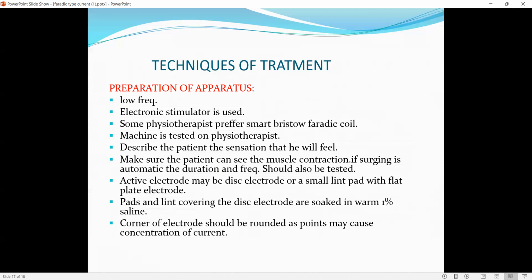If surging is automatic, the duration and frequency should also be tested. The active electrode may be a disc electrode or a small lint pad with a flat electrode. Pads or the lint covering the disc electrode are soaked in warm 1% saline. Corners of the electrode should be rounded, as a point may cause concentration of the current.